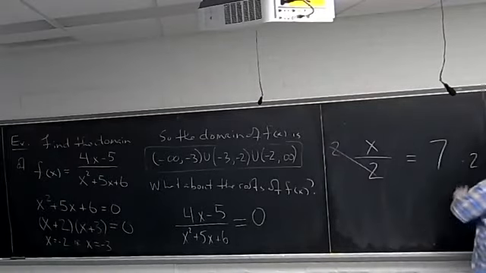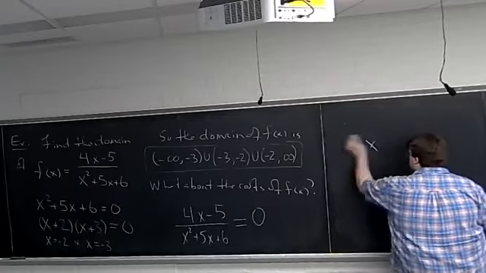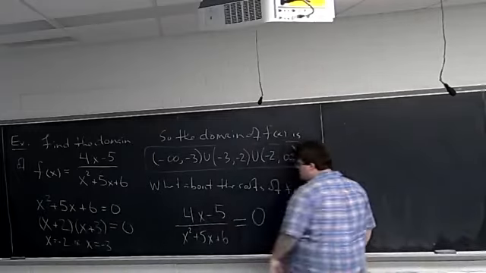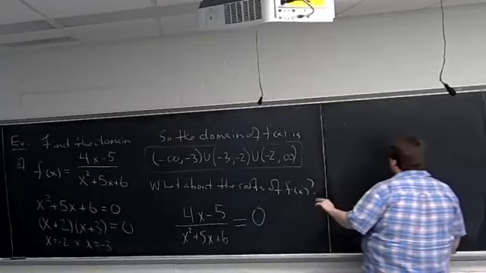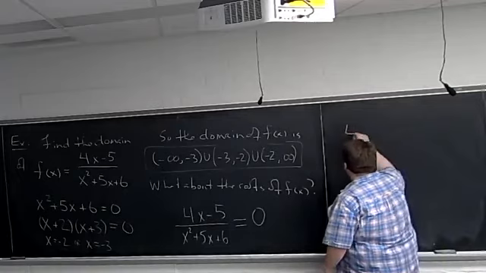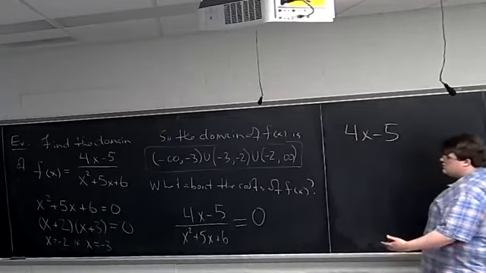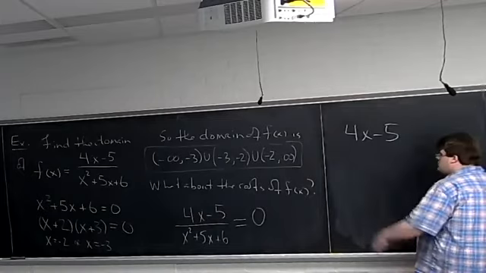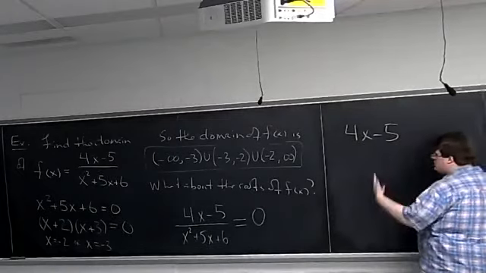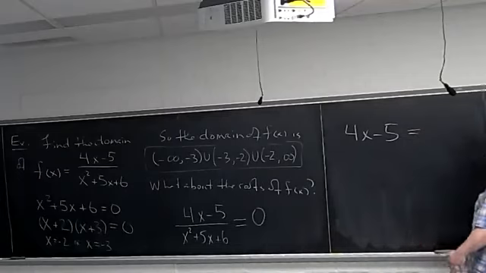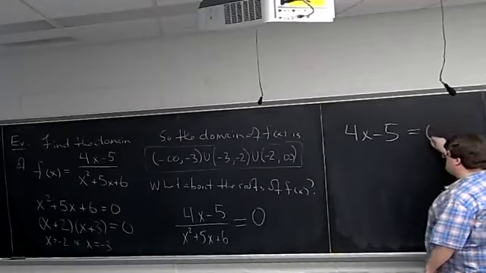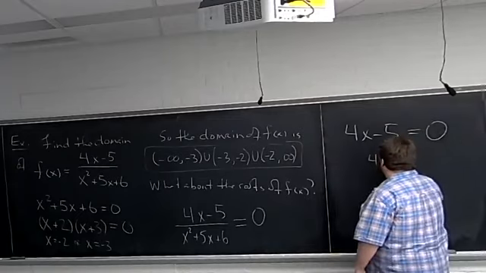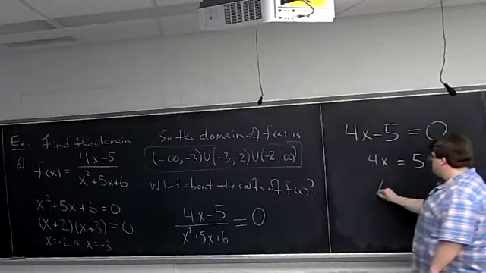So can we do that here? Well, we can. We can multiply both sides by that entire denominator. Multiply the left side by the denominator, you get just the numerator, since the denominator divided by itself is 1. Multiply the right side by the denominator, you get 0 times the denominator, which is 0. Solve this for x. What do you get? You get x equals 5/4. Add 5, divide by 4.